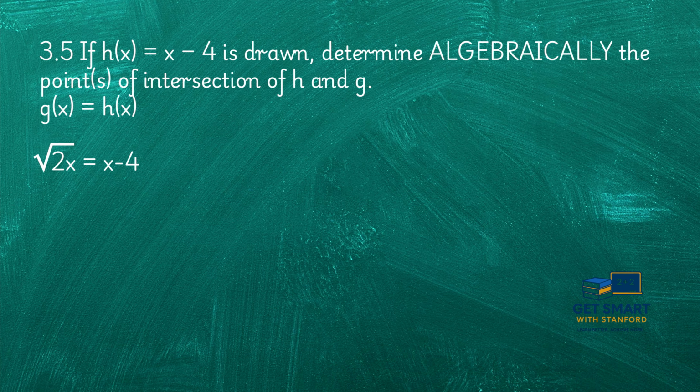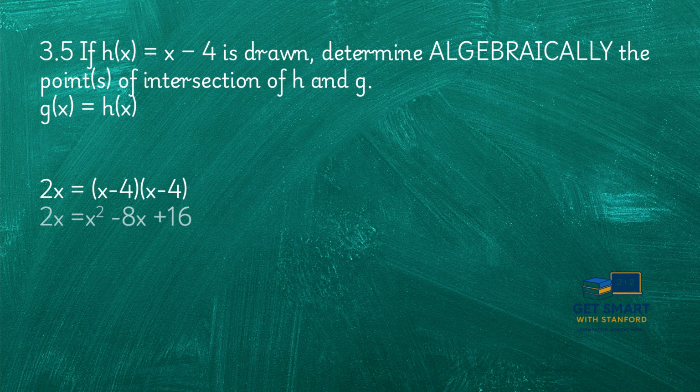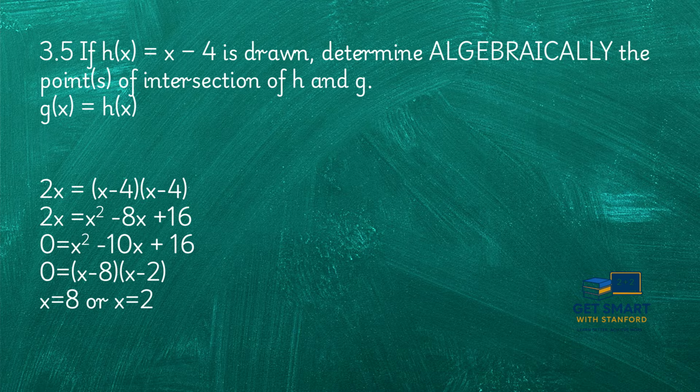We will start by equating the two functions and then remove the square root by squaring both sides. And then we will multiply this expansion. We transpose 2x from the left hand side to the right hand side and equate to 0. Then factorize. X equals 8 or x equals 2. When we substitute these values of x on both equations, we must get the same values of y.